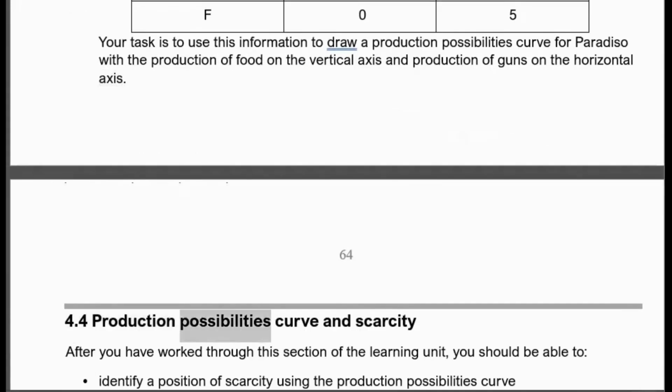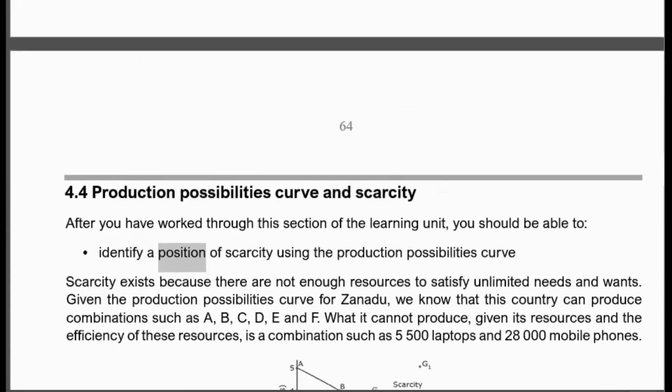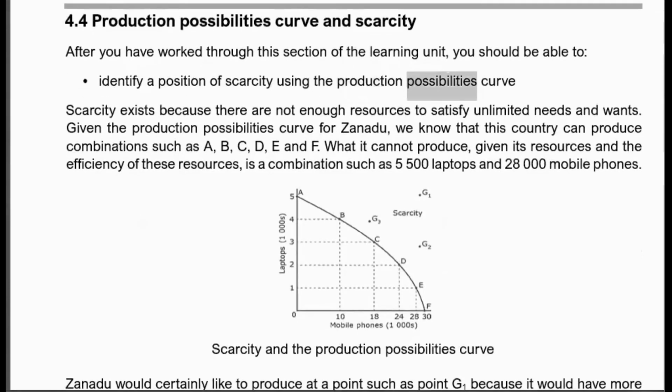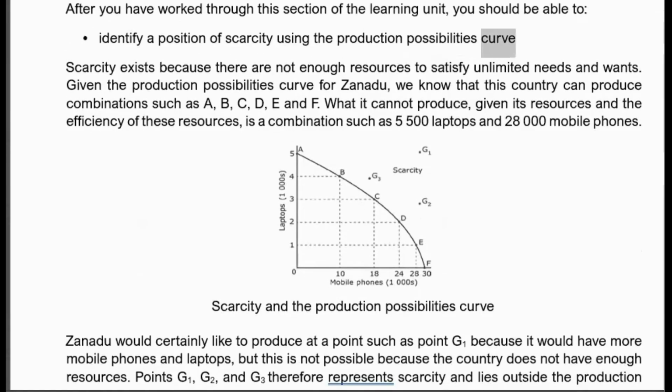4.4 Production possibilities curve and scarcity. After you have worked through this section of the learning unit, you should be able to identify a position of scarcity using the production possibilities curve. Scarcity exists because there are not enough resources to satisfy unlimited needs and wants.